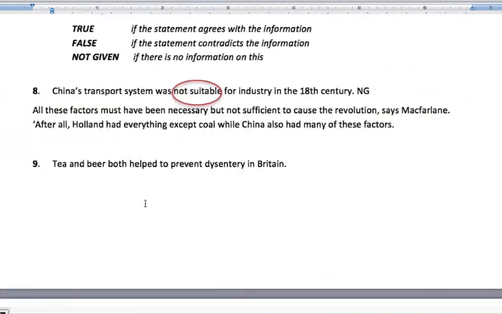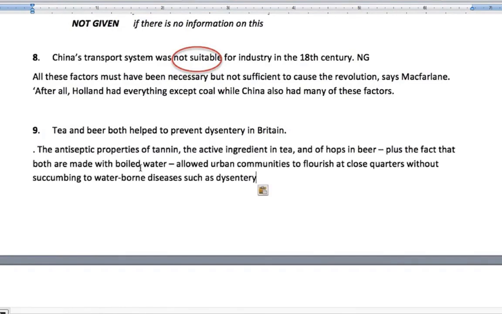You should be pausing the video if you want. I know I'm going a bit fast, so just pause it if you want to read it clearly. Tea and beer allowed them to flourish. Flourish is a good word for you to know. It means to grow. It's a positive word. Without succumbing to diseases such as dysentery. So we don't even need all of that. Succumbing means falling. It's a negative word.